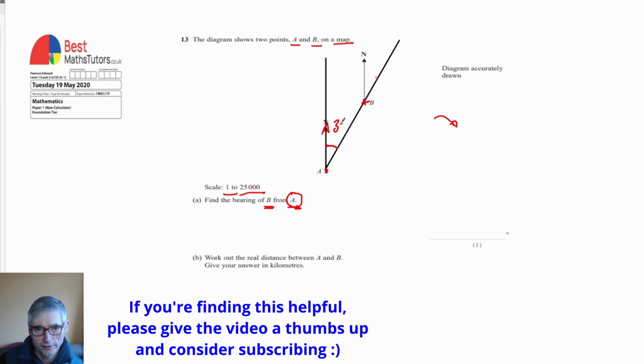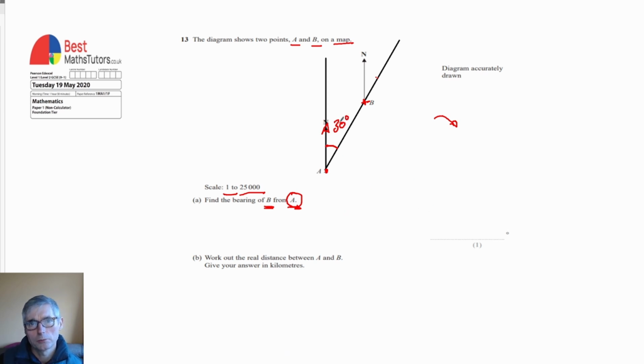So I can write that on there. That's 30 degrees. The thing with bearings is we have to write them as 3 figure bearings. Because I've only got 30 degrees, which is two digits, what I need to do is put a 0 in front, and 030 is the bearing of B from A. And then in part B, I've got to work out the real distance between A and B. So I need to know what this distance here is, the real distance between A and B.